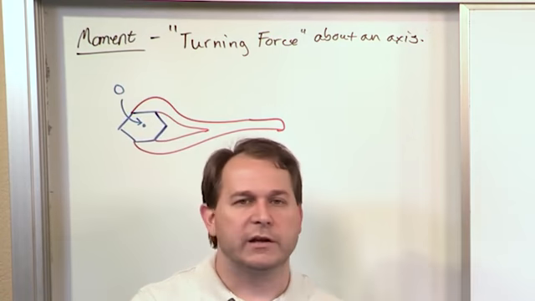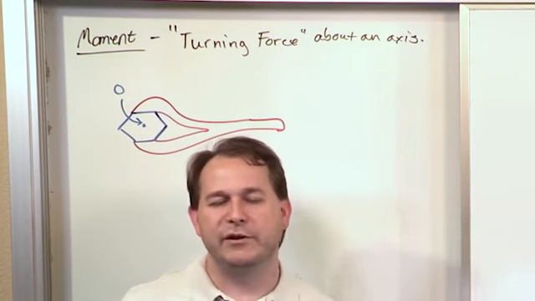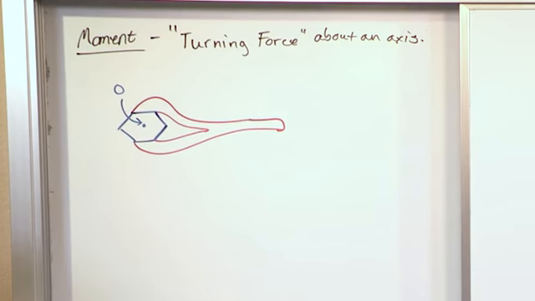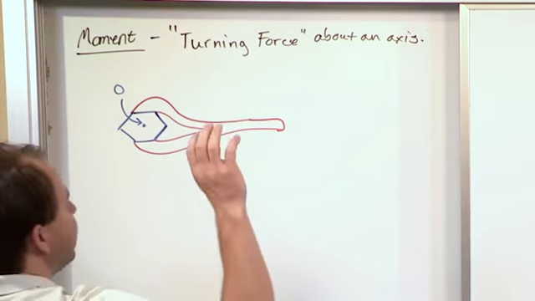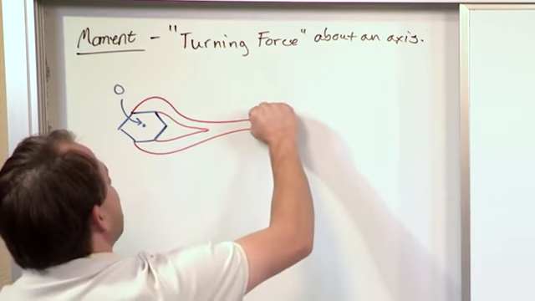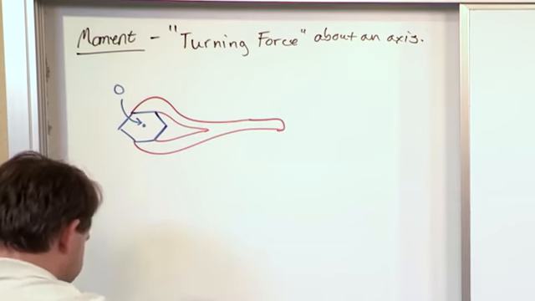Could be anything you want. You could label it alpha, beta, gamma. You can label it anything you want. Typically, we're going to use O to denote the axis of rotation. Now, you know that if you grab this thing and push it up like this, it's going to begin to rotate in a circle like this.